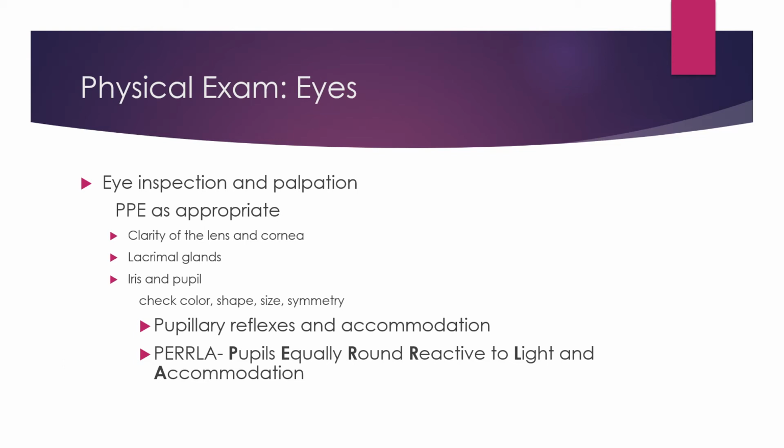When you're testing pupillary reflexes for accommodation, that evaluates the ability of the eyes to focus on near objects. And it's only necessary to assess for accommodation if the pupillary reflexes are sluggish, absent, or abnormal in any way. If you have completed the assessment for PERLA, you can document a normal pupillary reflex examination and record that as PERRLA, P-E-R-R-L-A, for pupils are equal, round, reactive to light, and accommodation.